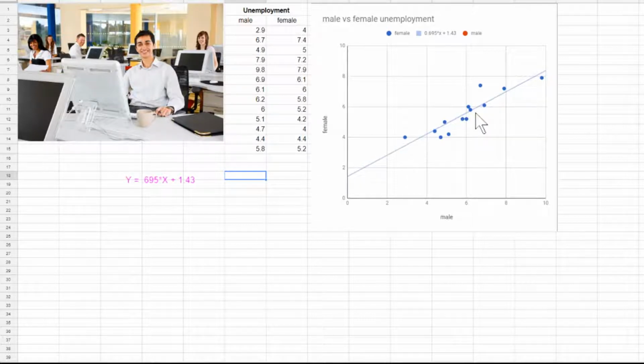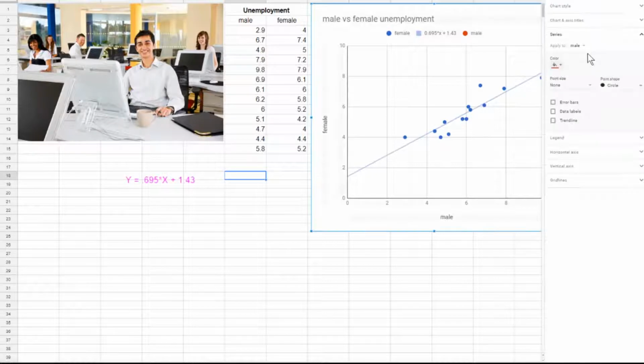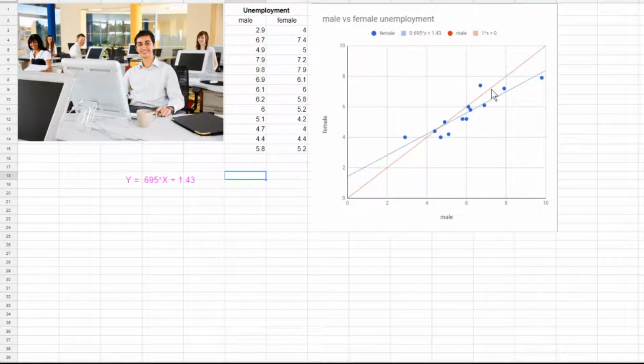Now I'm going to add a line in for the male unemployment rate, and we can see that graphically. I'm back in the chart editor and I'm aimed at the male data. There are no points there, but let me put a trend line in. This red line has a slope of 1, and that's what this says up here, 1 times x plus 0. 0 means there is no offset, 1 means it has a slope of 1. And that makes perfect sense, because what this is plotting is the male rate versus the male rate. Since both numbers are the same, you get 1.